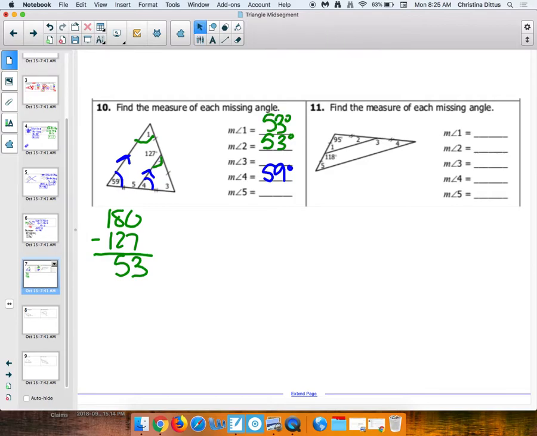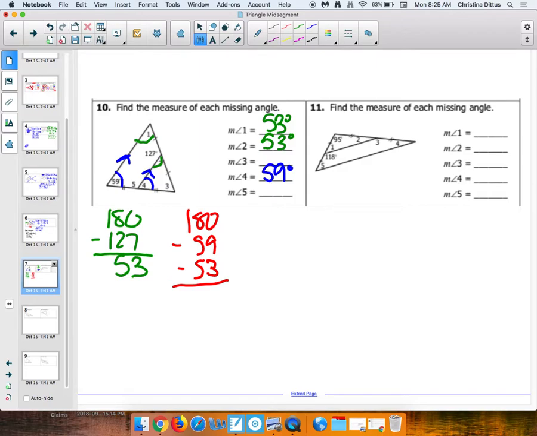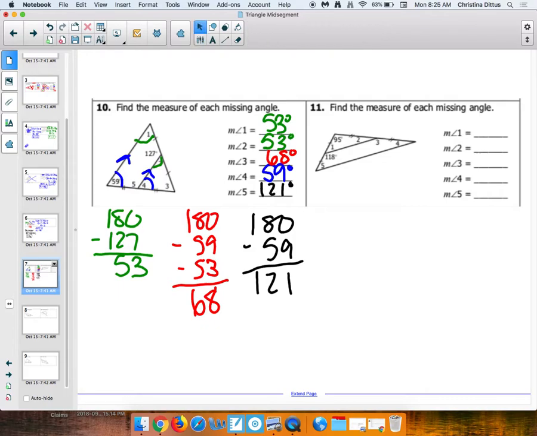Okay. What else can I find? 3. How can I find 3? 53 and 59 subtracted from 180. Subtract the 2 you found. And how much is 3? 68 degrees. And how about the last one? 5. How can I find 5? Subtract 59 from 180. Left with 121. Good deal.